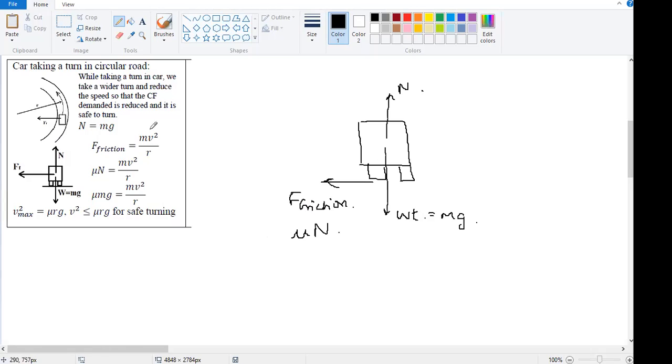Who is providing the centripetal force? F friction. So that means mv squared by r is equal to mu N. What is N? N is equal to mg. That means you know that this and this are equal. The car is not coming out of the road, the car is not breaking into the road, which means this and this have to be equal. m cancels. So if I take the r on this side, I'll be taking v squared is equal to mu rg.